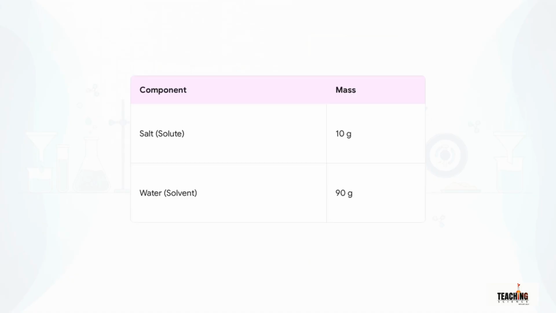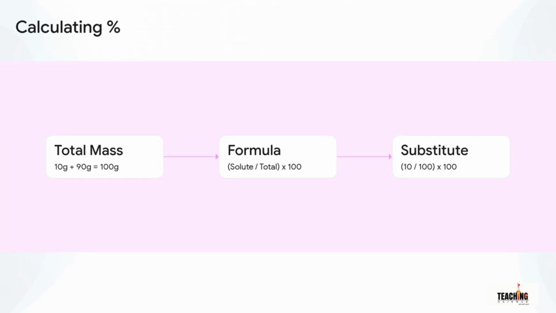All right, let's solve a numerical together step by step just to really lock this in. In NCERT example 5.1, we're given 10 grams of salt, which is our solute, and it's dissolved in 90 grams of water, our solvent. So how do we find the mass-by-mass percentage of this specific solution? Here's the logical flow for this. First, we just add the solute and solvent masses together to find the total mass of the whole solution. That's 10 grams plus 90 grams, which equals 100 grams.